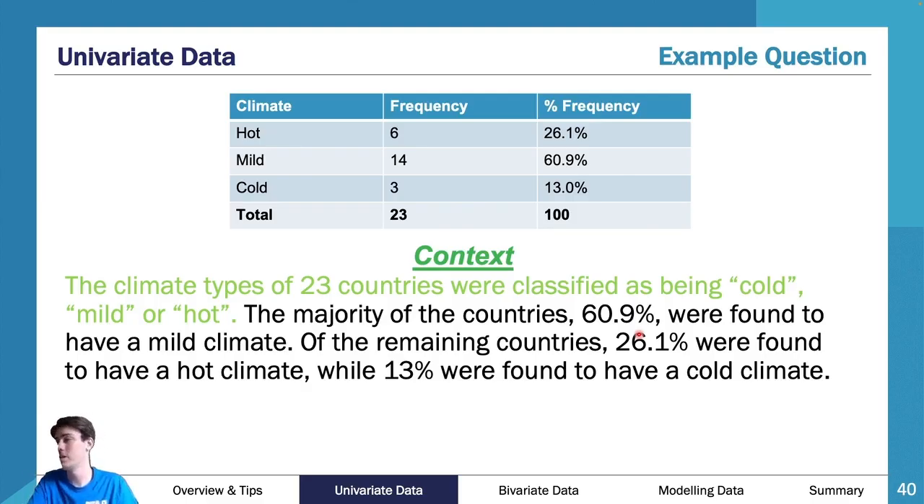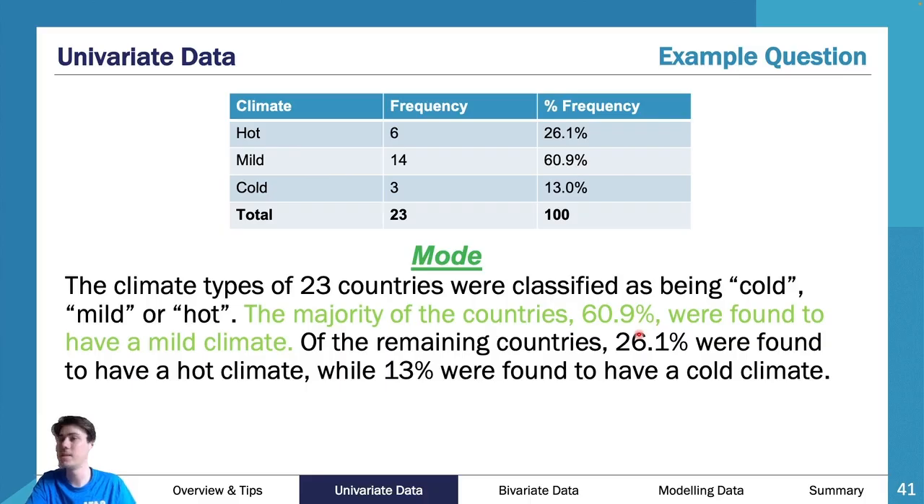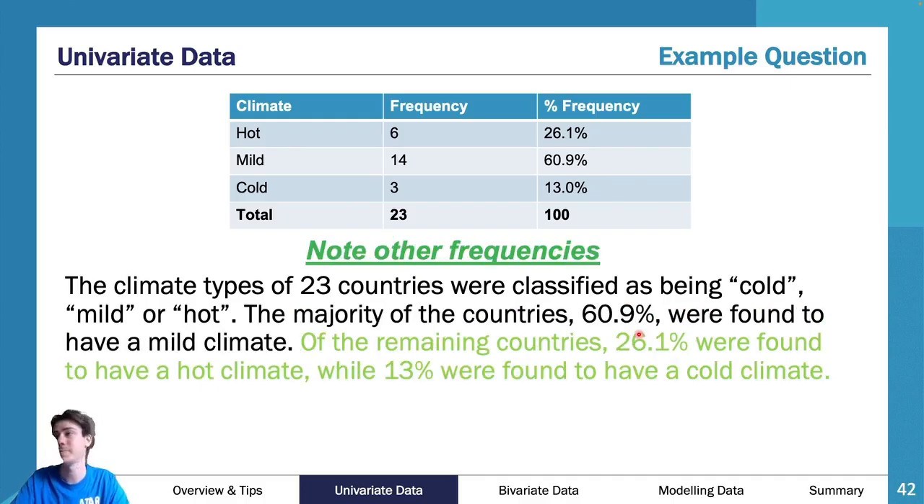Then we say the majority of countries, 60.8%, were found to have a mild climate. Now, really important: percentage frequency dominates standard frequency. So please use percentage frequency if it is available. If it is not available, you can use your common frequency, but I always suggest using percentage frequency over common frequency because it's already been manipulated. It's a better piece of data, a better piece of information. We like it more. It provides more information. So I always say, if it's there, utilize it.